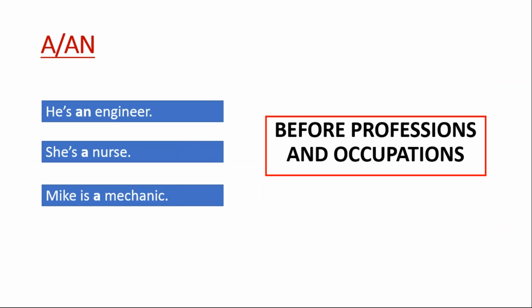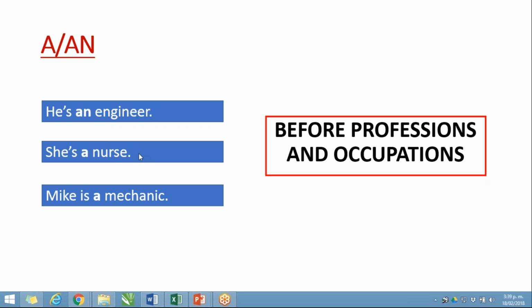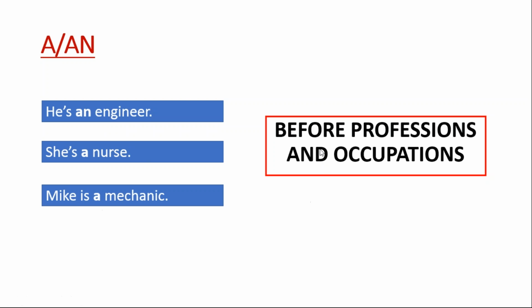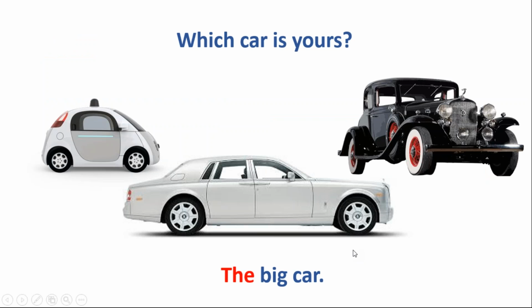Y también se utiliza mucho el a antes de professions y occupations. Ojo, eso es muy importante. Si yo digo "I am teacher", no, "I am a teacher". No digo "he's engineer", sino digo "he is an engineer", right? Or "she is a nurse", or "Mike is a mechanic". So, siempre que van a mencionar la profession o occupation de una persona, se utiliza el artículo a o an delante. Okay?